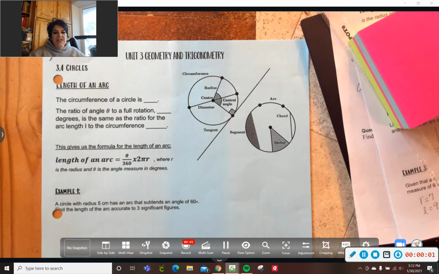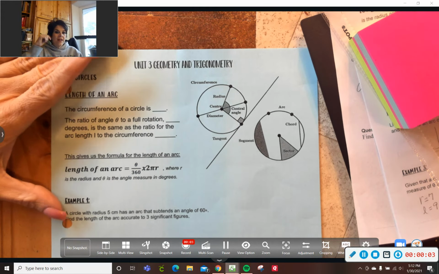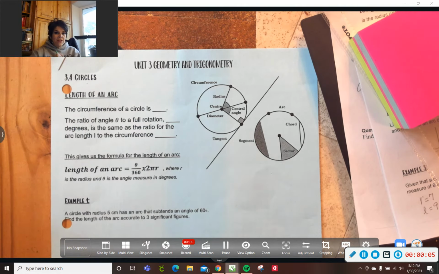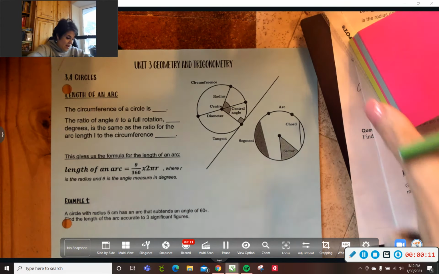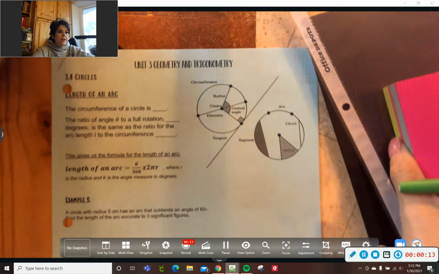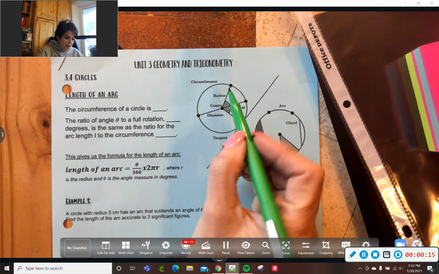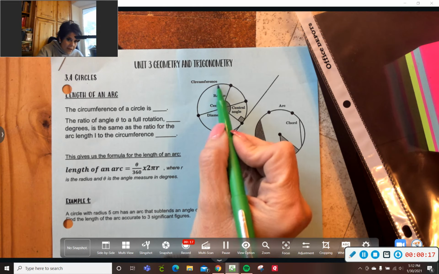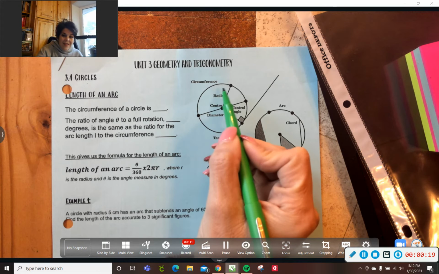Hey gang, so it's time to do the 3.4. This is our triangle trigonometry with circles. So here we go, the length of an arc. Remember the arc, get my notes out here. The arc is going to be like from here all the way to here. That's going to be the arc.